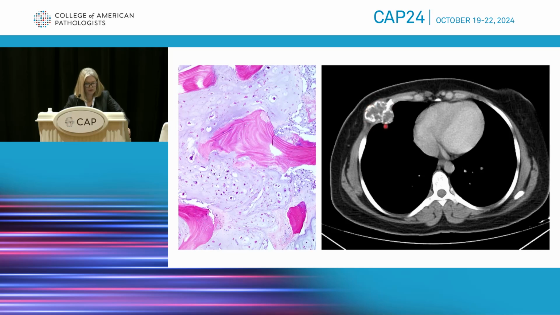It has that popcorn configuration, and this is a chondrosarcoma. Chondrosarcoma normally blasts through and encases the native bone, and when it gets out into the periphery, there is some resistance with this peripheral calcification.